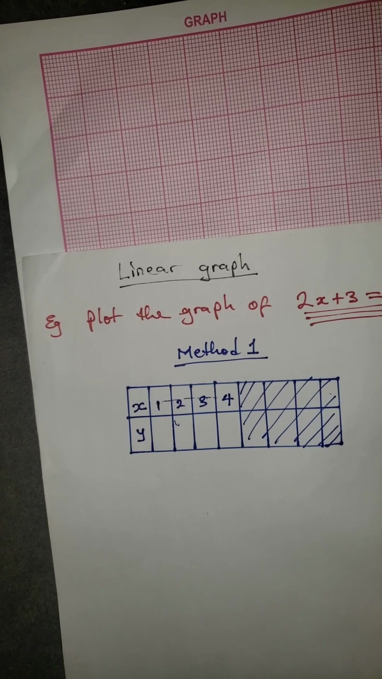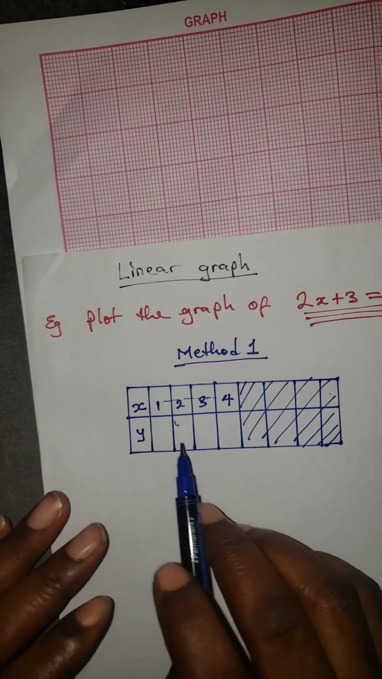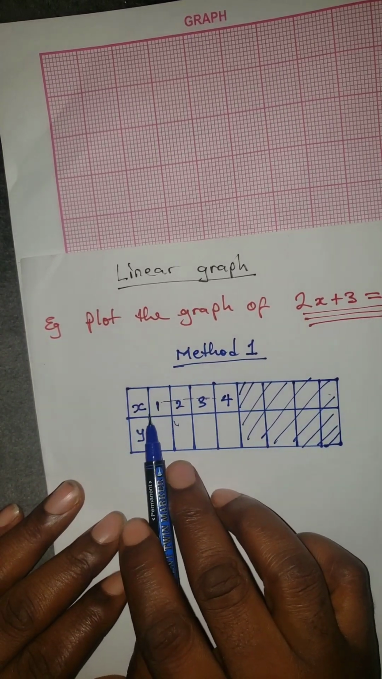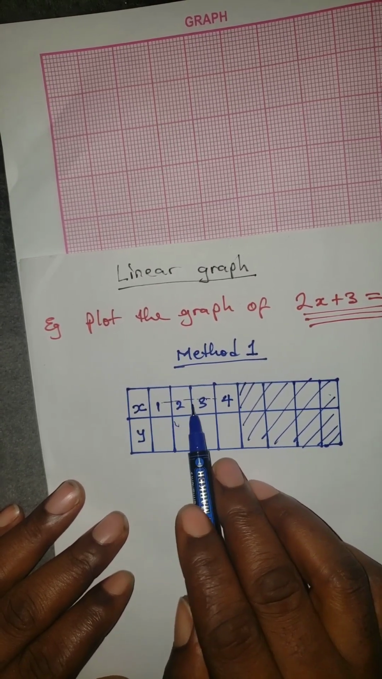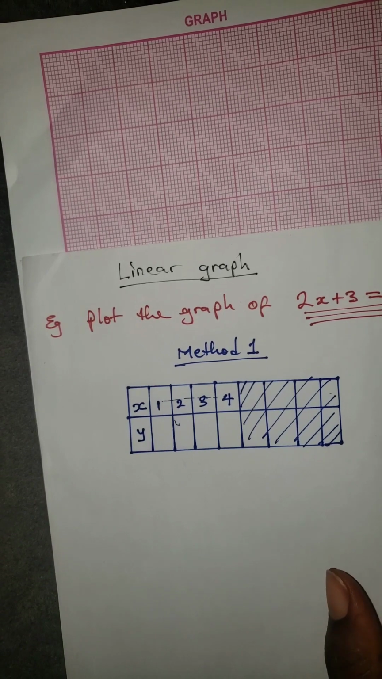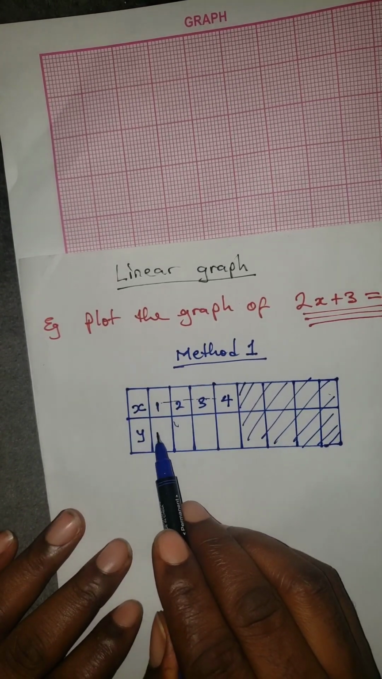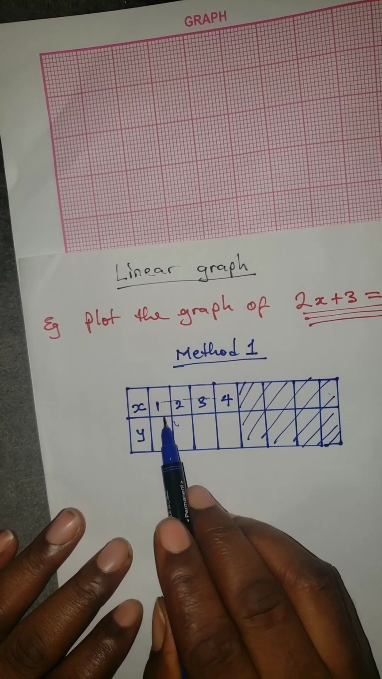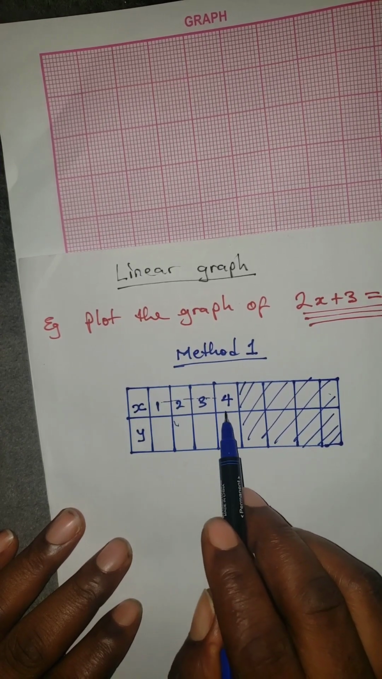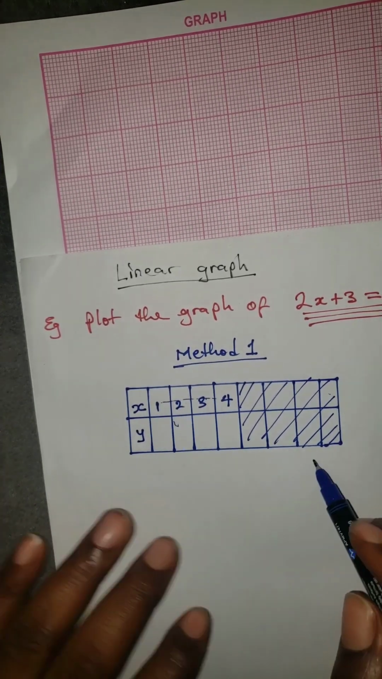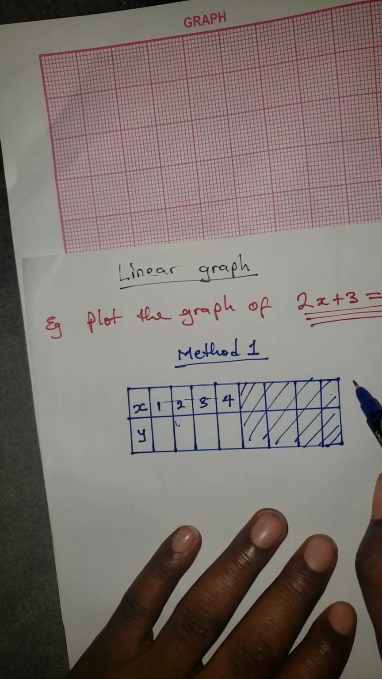So the numbers that you decide to assign for s, so long as it's more than two or up to two, it is okay. So we need to get the corresponding values of y at s equals 1, at s equals 2, at s equals 3, and at s equals 4. So let us do that working here.